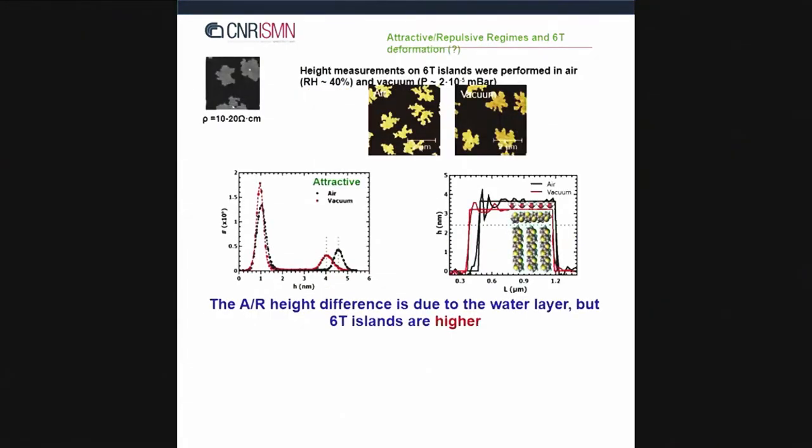Another possibility is to understand if there is a layer of water on top of your island that artificially increases the height of your island.